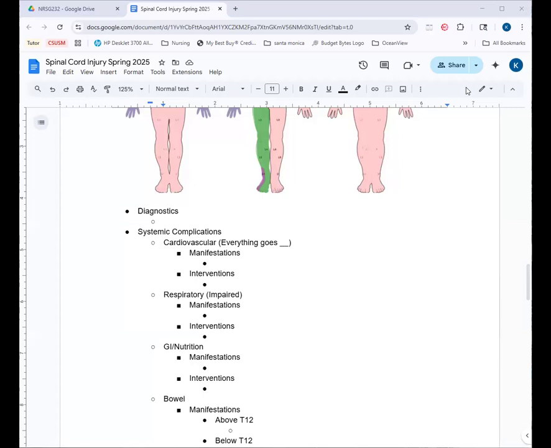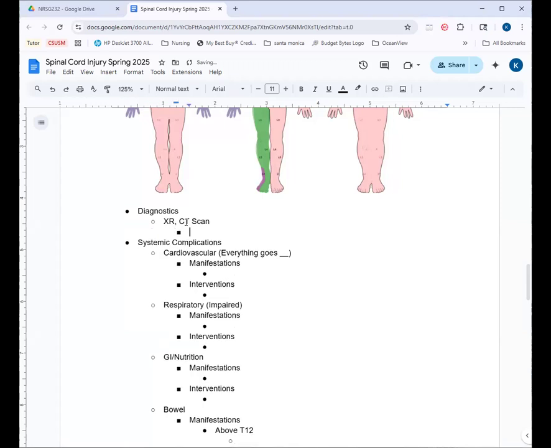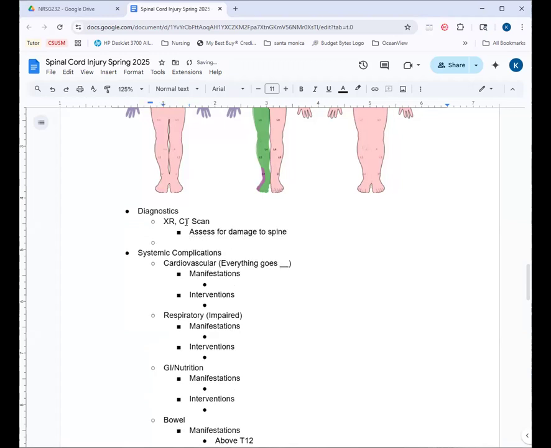Sorry. What kind of diagnostics would you guys expect for someone who is coming in with a suspected spinal cord injury? I hope someone would get an x-ray. Just a thought. X-ray, some kind of imaging, maybe a CT scan. Not scam, we're not scamming anybody today. There we go, scan. Because you want to assess for damage to the spine. Makes sense, right? What else?